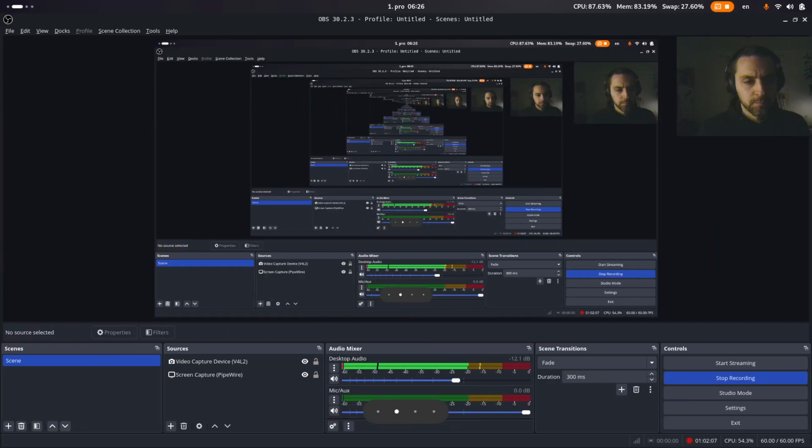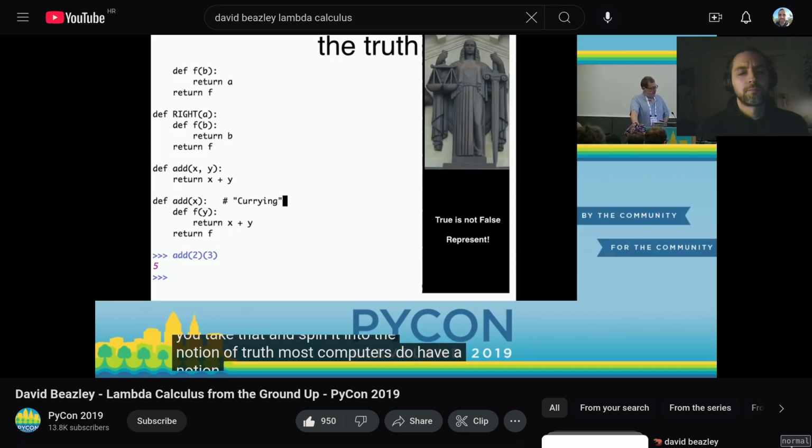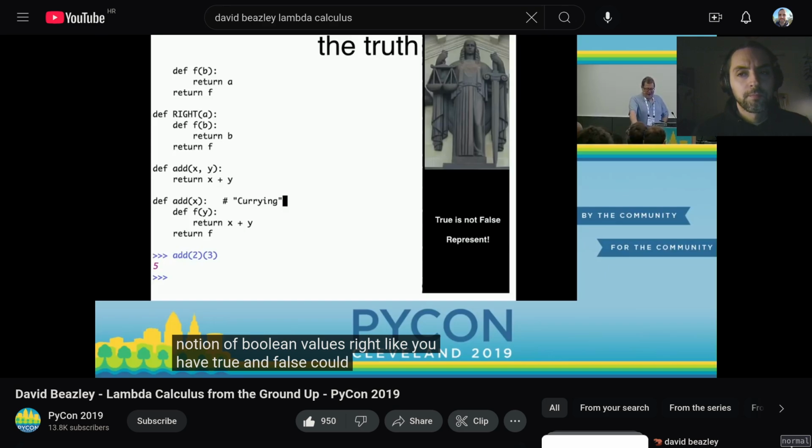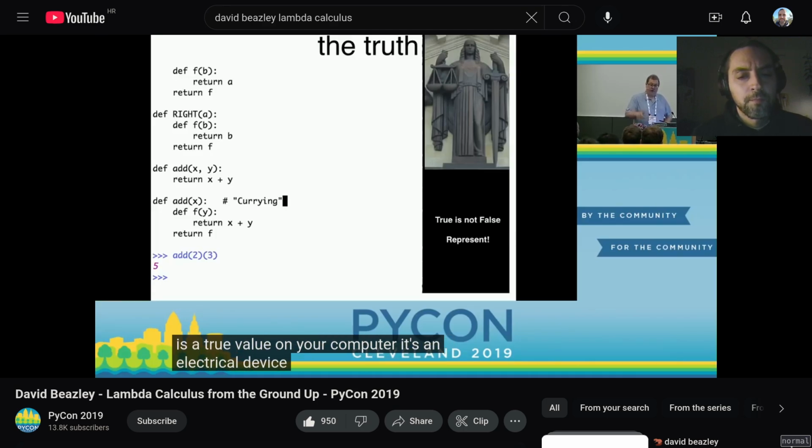is, could you take that and spin it into the notion of truth? Most computers do have a notion of Boolean values, right? Like you have true and false. Could you represent true and false using this scheme in some way? And the reason that I did the switch example is that you could think about it like that. Think about your computer. What is a true value on your computer? It's an electrical device, right? It's electricity flowing around, and there, what is true?